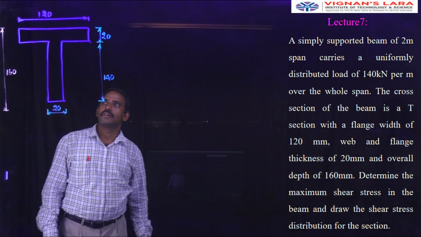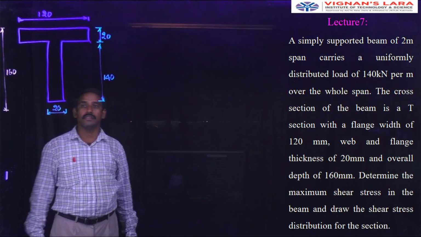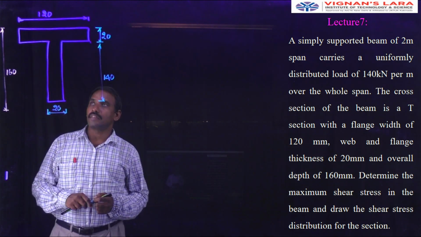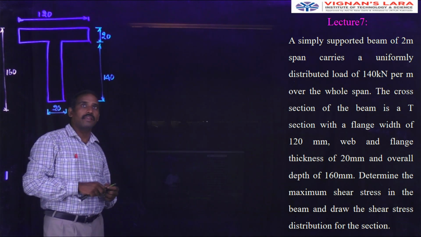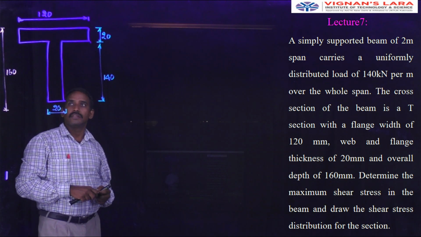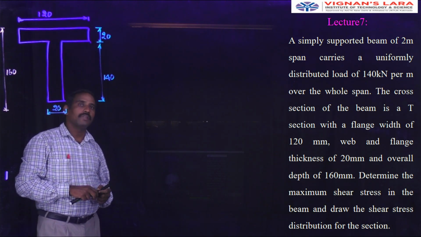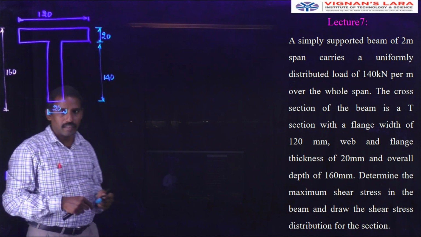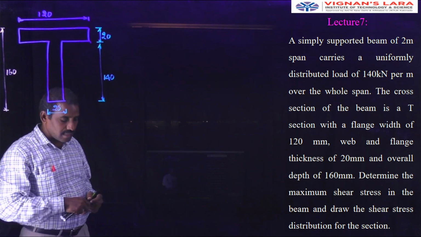Calculate the shear stress for a T section. Let us see the geometry of the T section. It has a flange width of 120 and depth of 20. The overall depth of the T section is 160 and the web depth is 140, as shown in the figure, and its web thickness is 20.